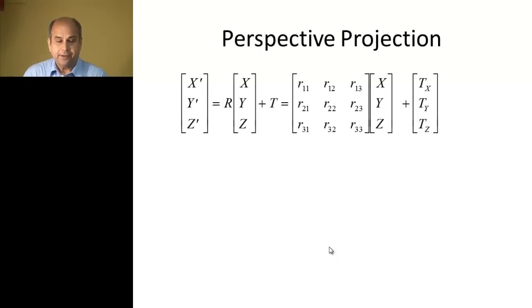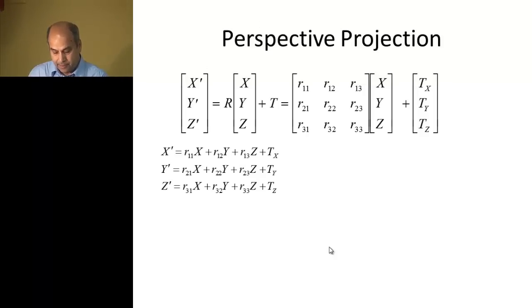Now if we have the 3D rigid motion, again the rotation matrix has 9 unknowns and there are 3 for the translation. We expand this, so x prime becomes the first row multiplied with the vector, plus dx, and similarly for y prime. Here x, y, z are the coordinates in 3D at the first time t1, and x prime, y prime, z prime are the coordinates at time t2. Now we are going to take pictures. The first picture will have small x, small y, and the second picture will have small x prime, small y prime.